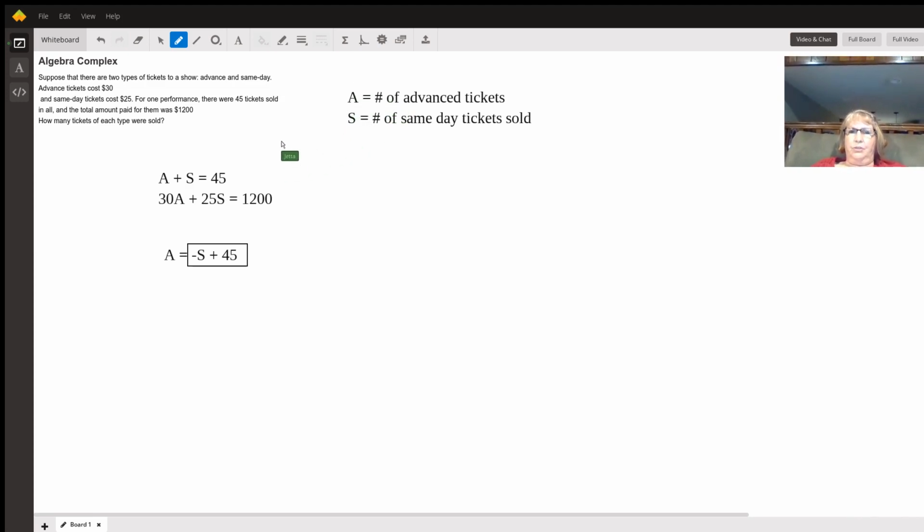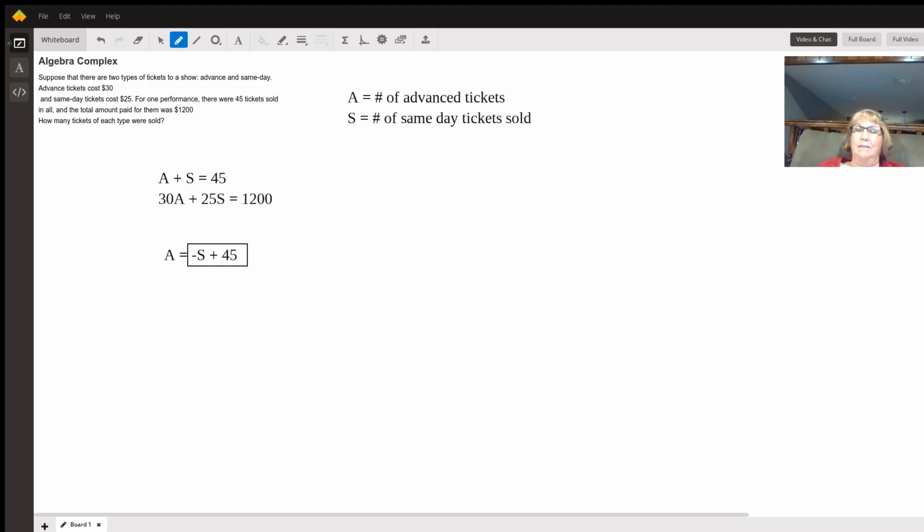Then when you start setting up your two equations, one of your equations will talk about how many tickets you have. It has nothing to do with money, just how many tickets you sold. I sold A tickets, plus the number of S tickets. So A plus S is going to be 45, because the problem told me that I sold 45 tickets.